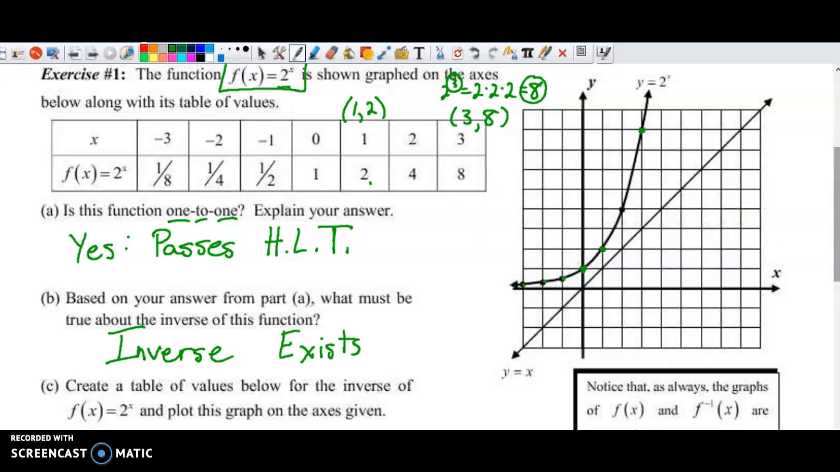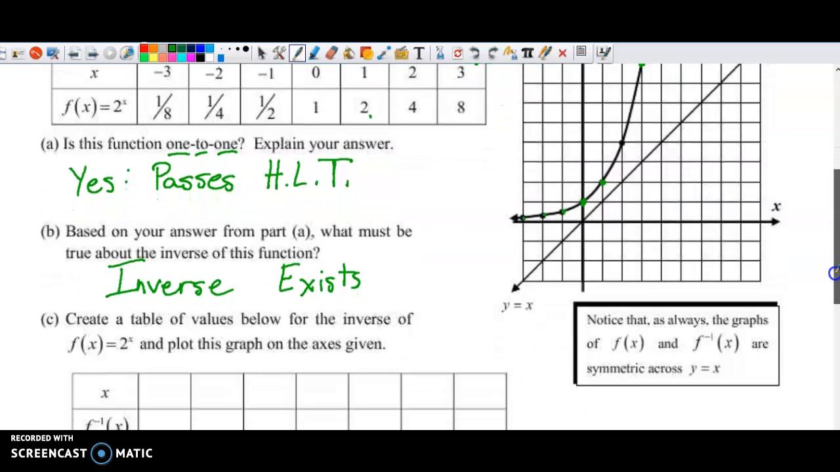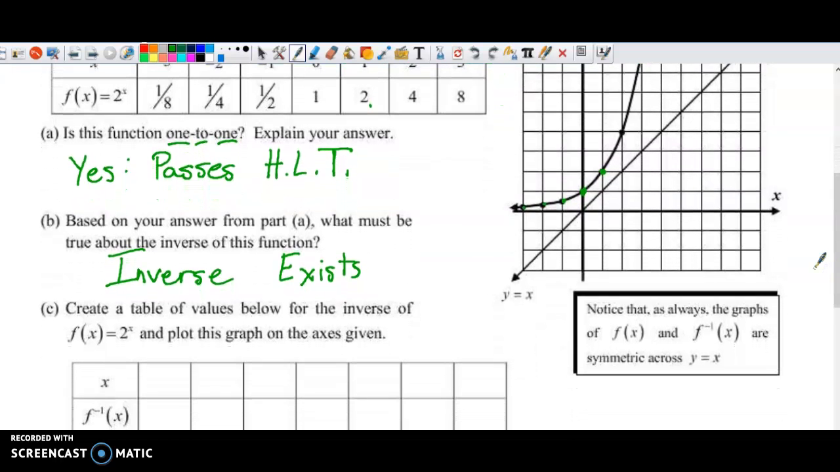Now, if we go back to our inverse, what we hopefully learned way back then is that we switch x and y. For the inverse, we switch our x and y coordinates. Well, you can't really see all of the points there, but if we had 0, 1 as an ordered pair, then 1, 0 will be an ordered pair. And 1, 2 becomes 2, 1. 2, 4 becomes 4, 2. I just talked about 3, 8 is going to become 8, 3.